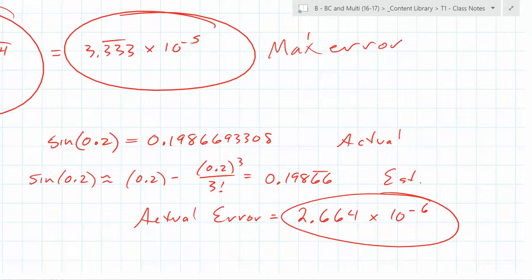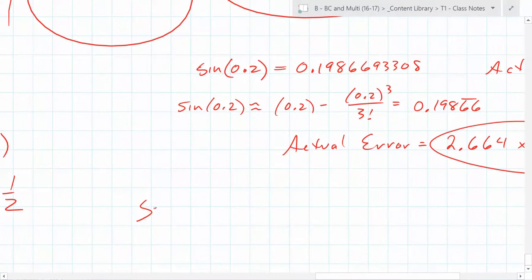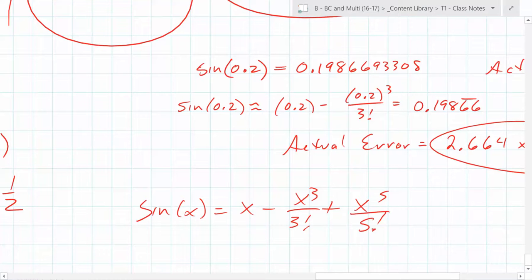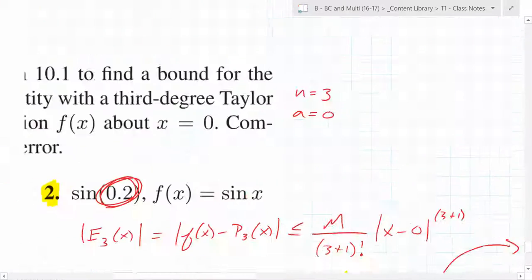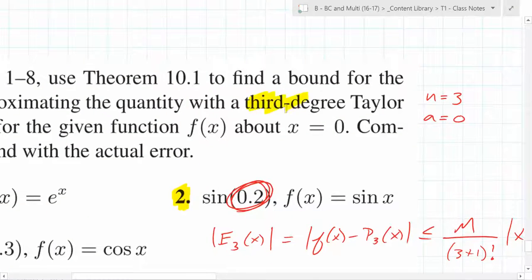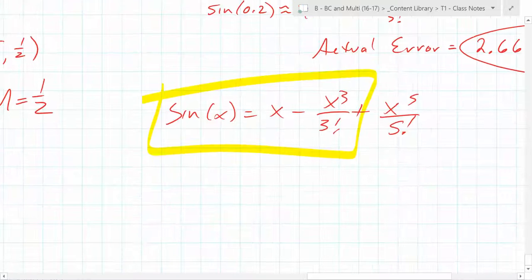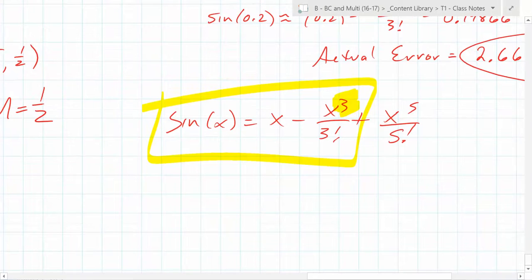Yes, Gary. How do I get the estimate? Sine of x is equal to x minus x cubed over 3 factorial plus x to the 5th over 5 factorial. We were just dealing with the third power. Because look, the question said third degree right here. See that? Third. So what degree did we stop at right there? Third. We stopped at 3. Okay, this is super heavy.